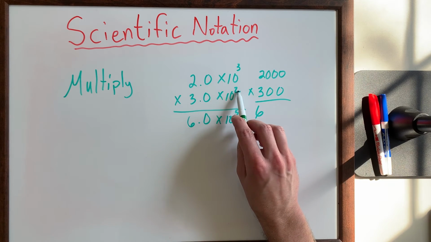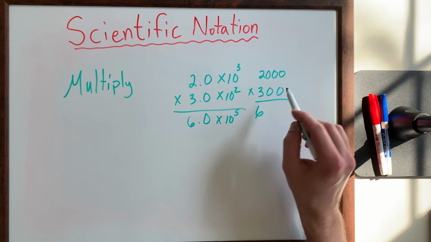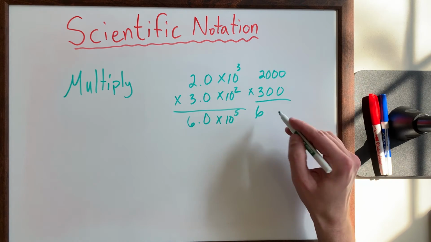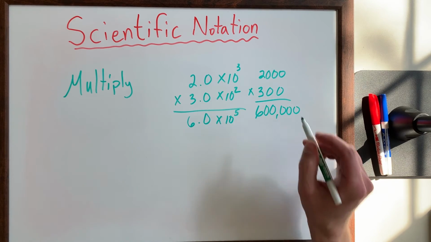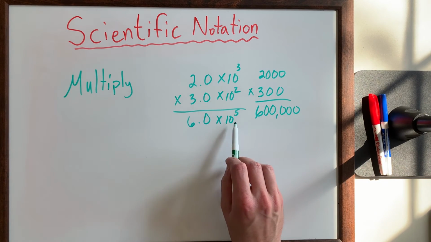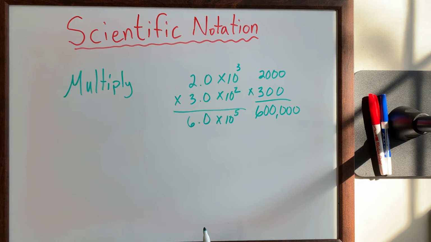I had 3 zeros here, 3, 3. I had an exponent of 2 here, 2 zeros. 1, 2, 3, 4, 5. And 6 times 10 to the 5th is 600,000.